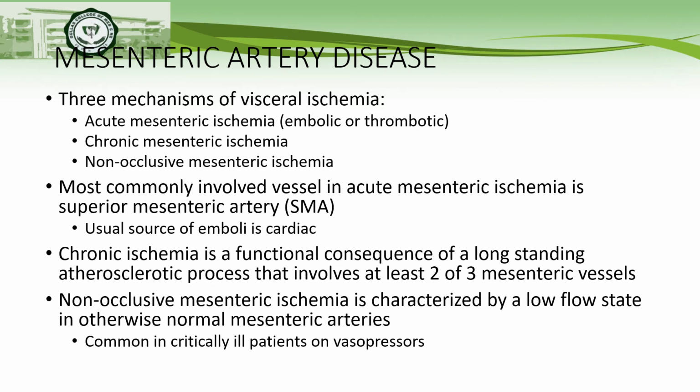Chronic ischemia is a functional consequence of a long-standing atherosclerotic process that involves at least two of the three mesenteric vessels. Lastly, non-occlusive mesenteric ischemia is characterized by a low flow state in otherwise normal mesenteric arteries. So the third one is common in critically ill patients on vasopressors. So arteries are normal, it's just that there is a low flow state.